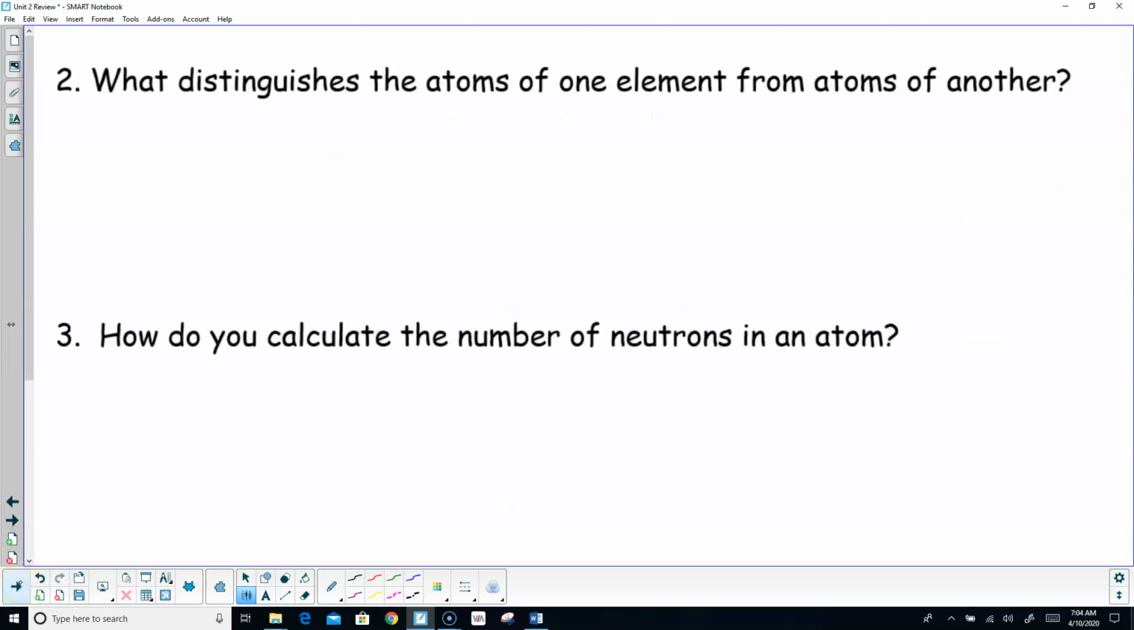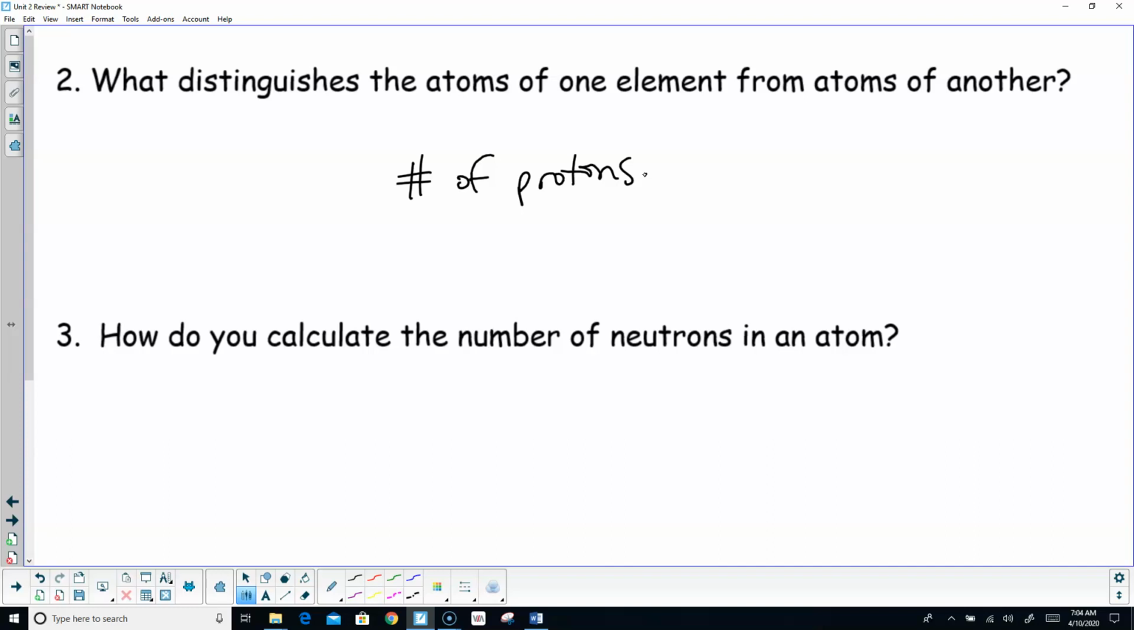What distinguishes atoms of one element to atoms of another? Number of protons in the nucleus. That's, if I have 6 protons, it's carbon. If I have 7, it's nitrogen. 8, it's oxygen. All right. So the number of protons is what determines what the element is.